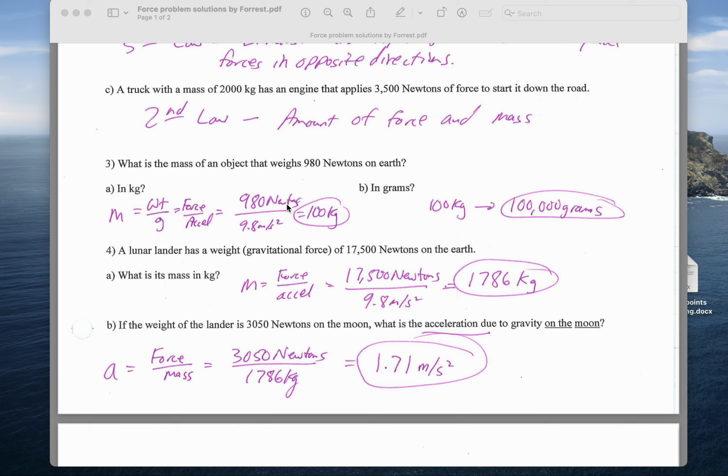Here, looking at problems 3 and 4, 3 was asking about the mass of an object that weighs 980 newtons on Earth. It was obvious to me that a lot of people tried to Google this. That's not what I was asking you to do, because they got a weird answer showing no work.